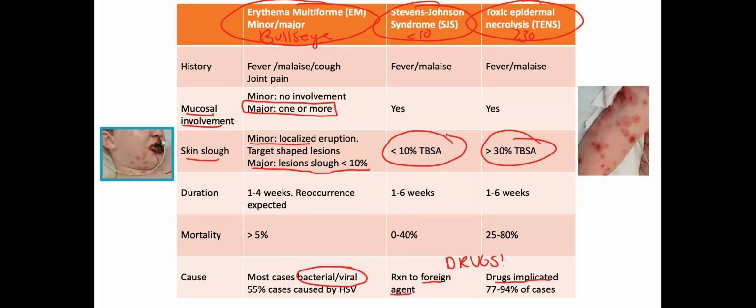If they've taken a drug and then started to have this reaction with skin sloughing, then think, okay, it's either Stevens-Johnson syndrome or TEN. We've already learned how to calculate the surface area with the patient's palm. So if it's less than 10% or very limited in area, then think Stevens-Johnson. If it's a large area, it's going to be toxic epidermal necrolysis.